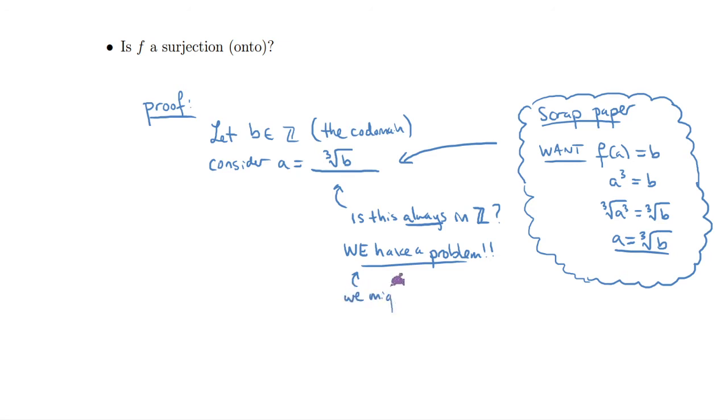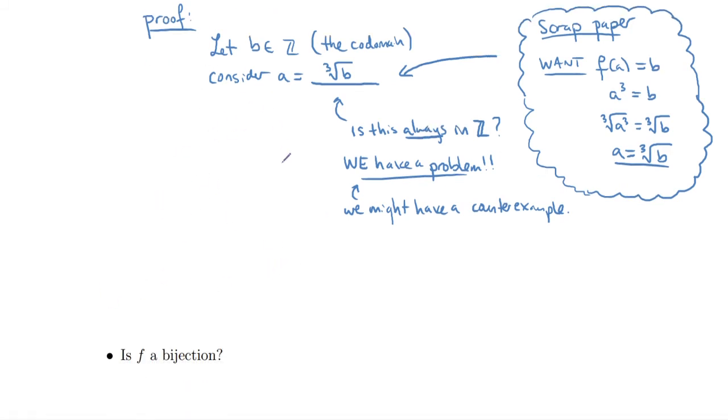We might have a counterexample. And I think a good counterexample is exactly what we just said, right? So what that's kind of telling you is you have to stop this proof, which is your standard proof, and now let's write out our counterexample. So we think f is not onto, or a surjection, and we'll provide a counterexample.